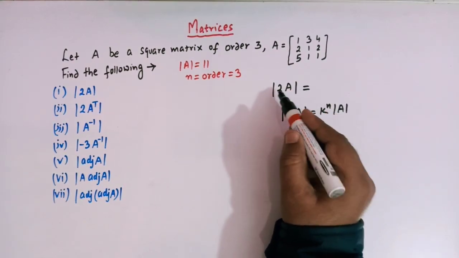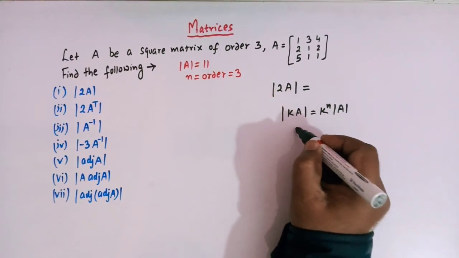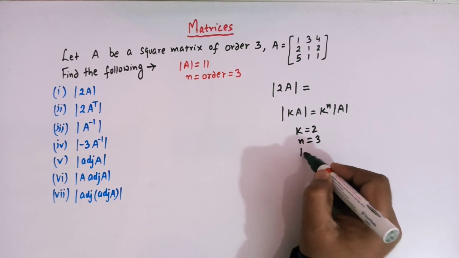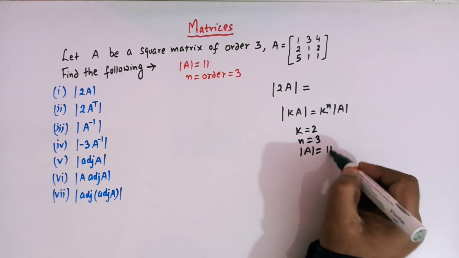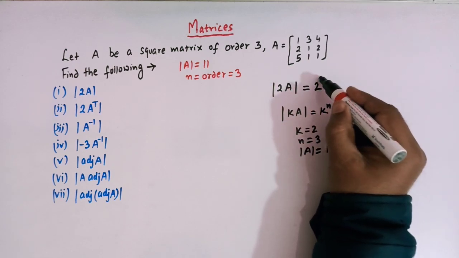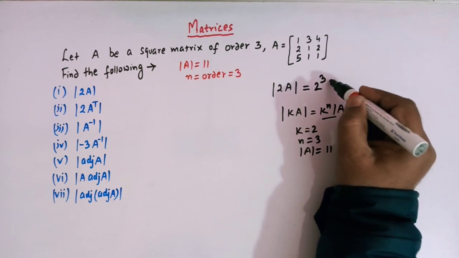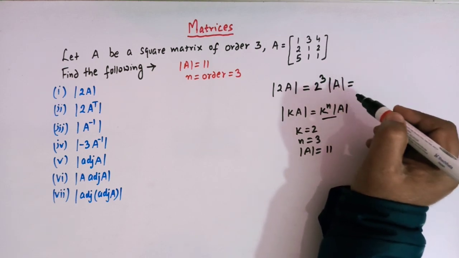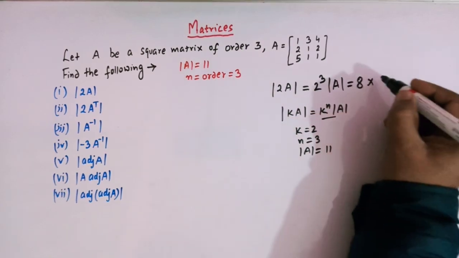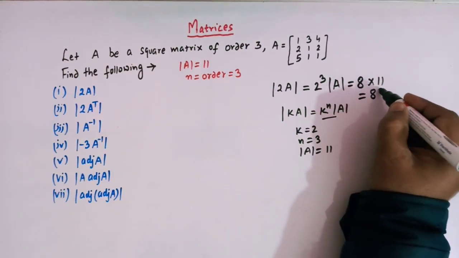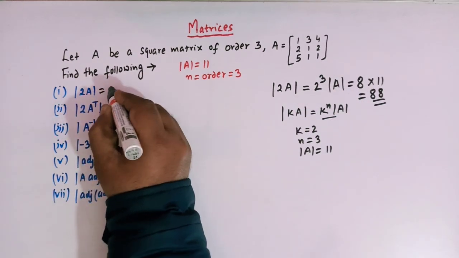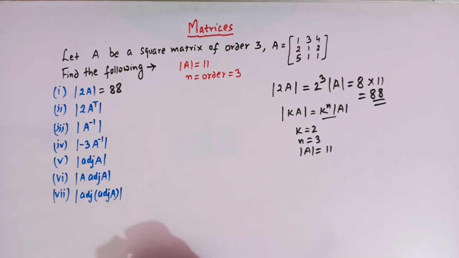So here if we compare these two results, then the value of k is 2 and n is 3, and the value of the determinant A is 11, right? So here the determinant of 2 times A is 2 raised to 3 using this result, and here we have the determinant of A, right? So 2 cube is 8 and determinant of A is 11, so we have 88, right? So the value of determinant of 2 times A is equal to 88, right?